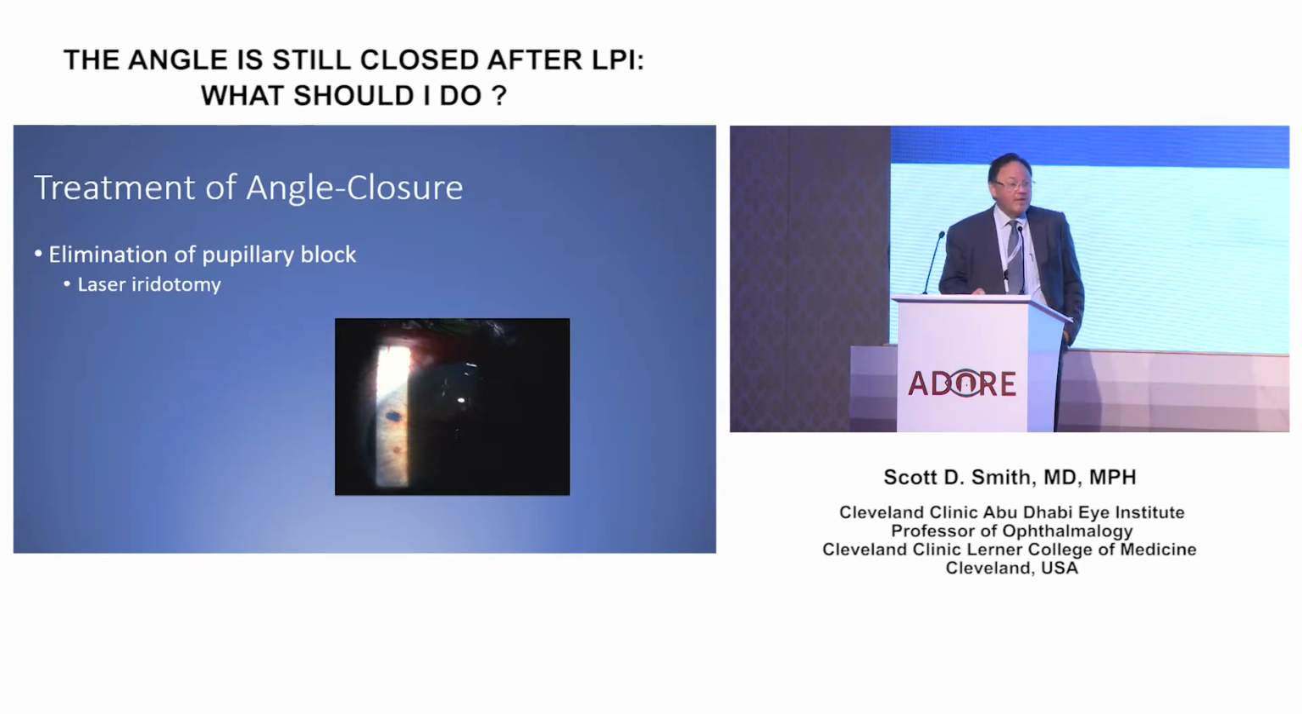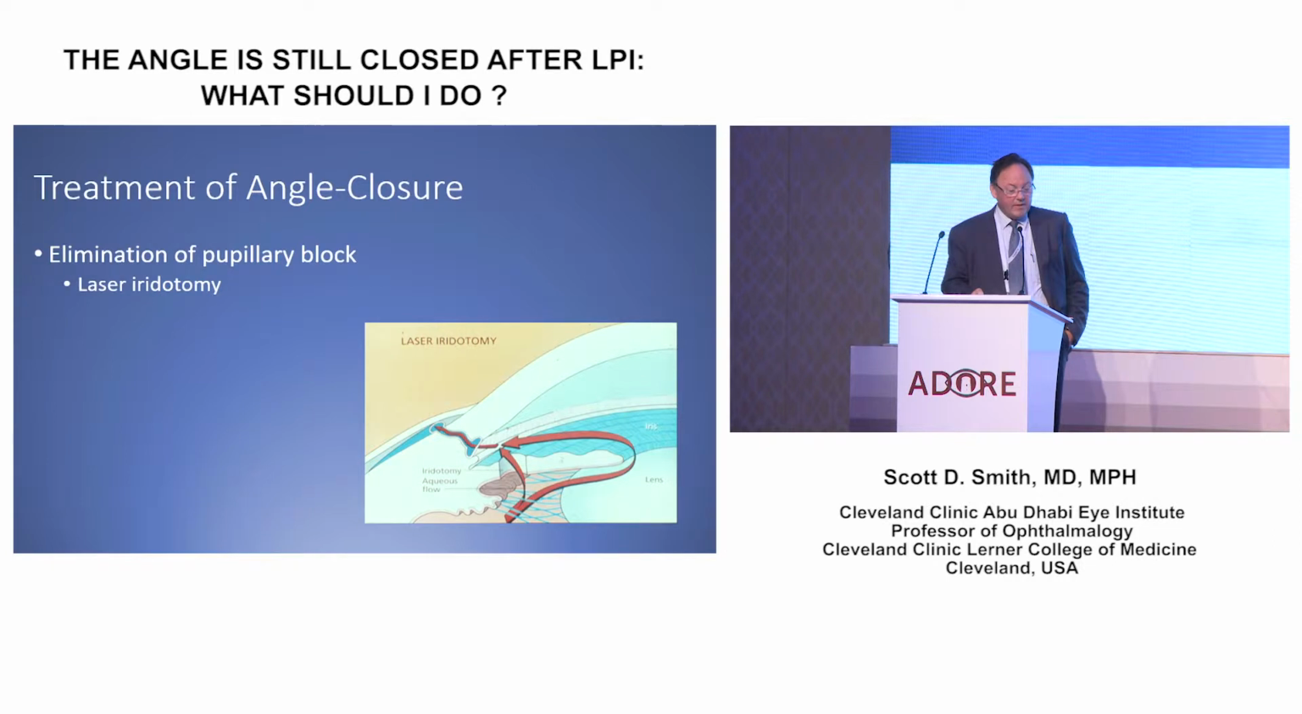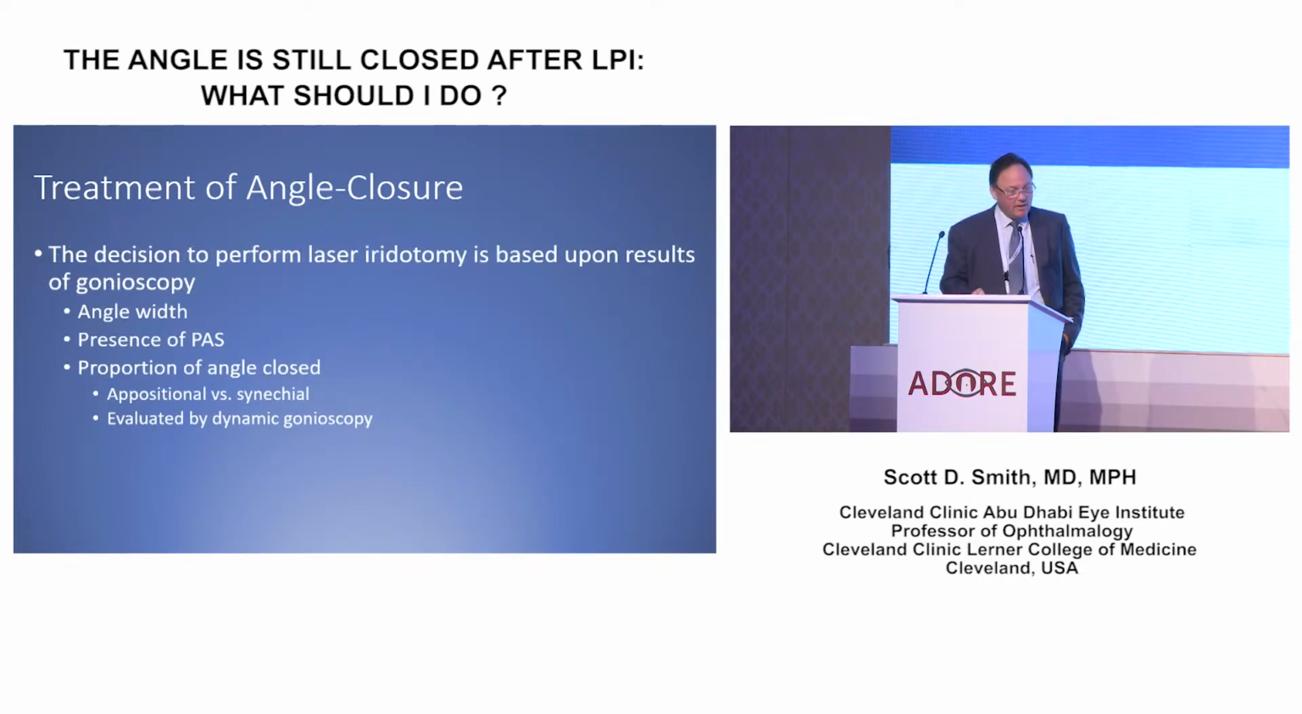Now, because of this mechanism of pupil block, the treatment is to eliminate the pupil block, to create a channel for the fluid to pass from the posterior to the anterior surface of the iris and eliminate the pressure gradient. And when we do that, the flow of the aqueous is reestablished and the iris flattens out, and ideally, if there's only been apposition and not synechial angle closure, the angle will open and everything will be happy. And this is what we're looking for after we do a laser iridotomy.